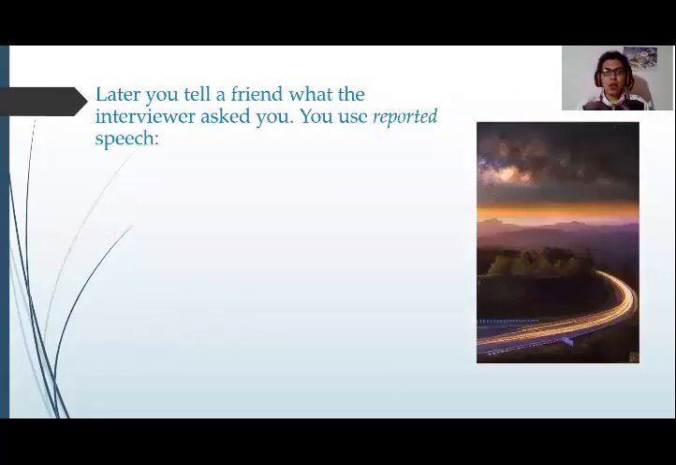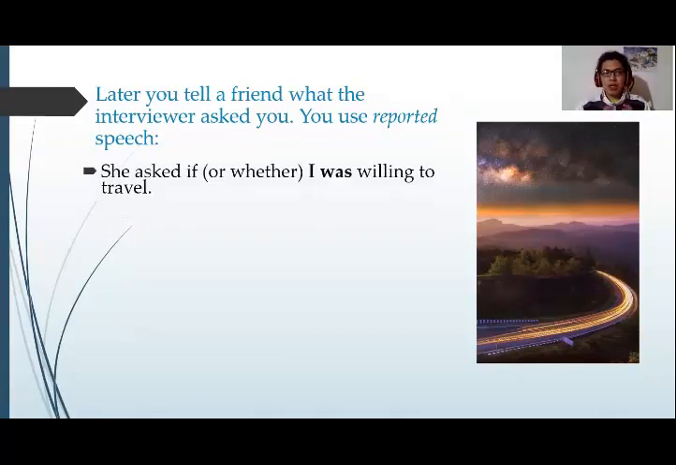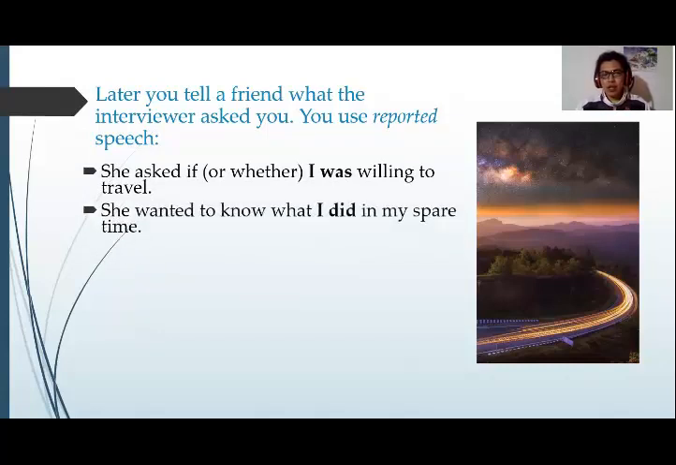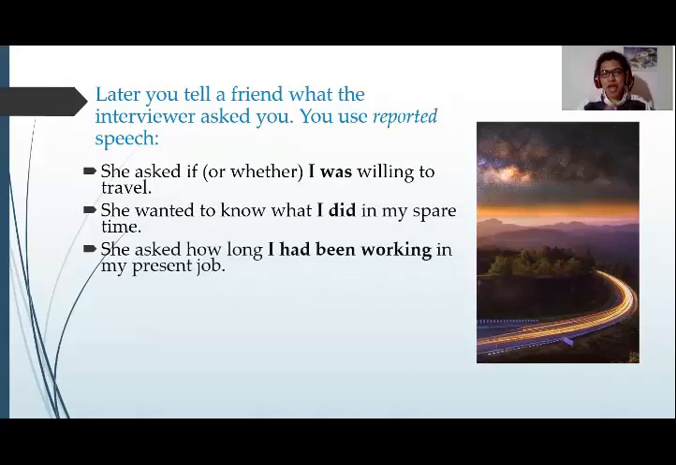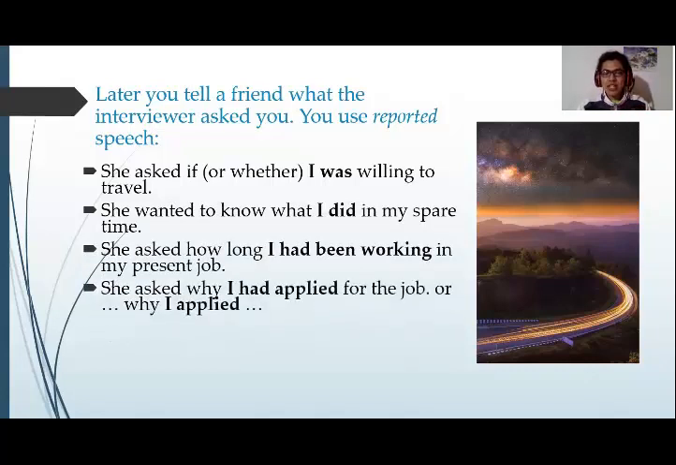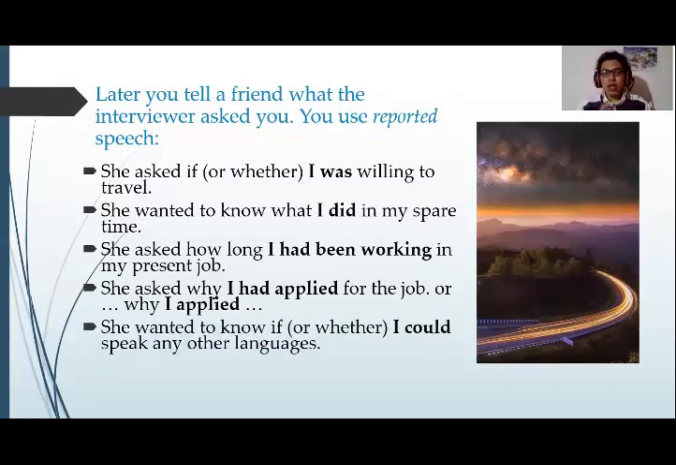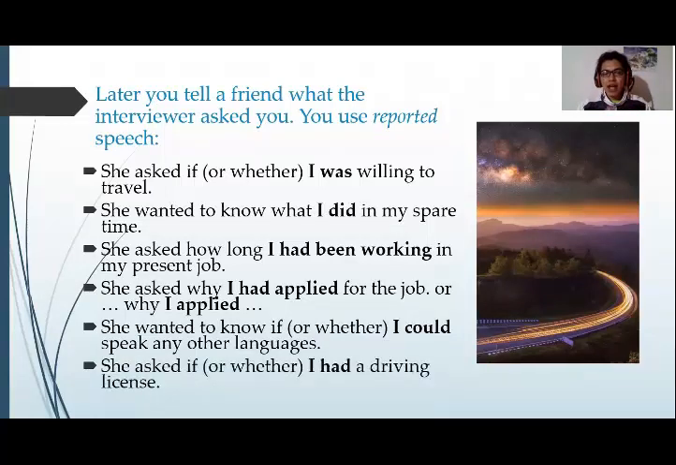Later, you tell a friend what the interviewer asked you. You use reported speech. She asked me if or whether I was willing to travel. She wanted to know what I did in my spare time. She asked how long I had been working in my present job. She asked me where I applied for the job. She wanted to know if or whether I could speak any other languages. She asked whether I had a driving license.